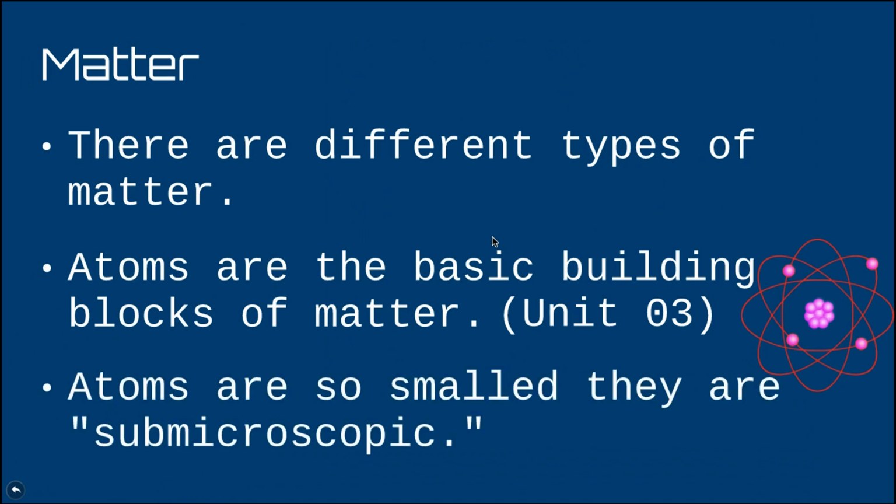And they are so tiny that we can't even see them with a microscope, right? So we use microscopes to see the very, very small, but even those very, very small things are still made of atoms. We can't see atoms with microscopes, so we say that they are submicroscopic. They're smaller than we can see with a microscope.